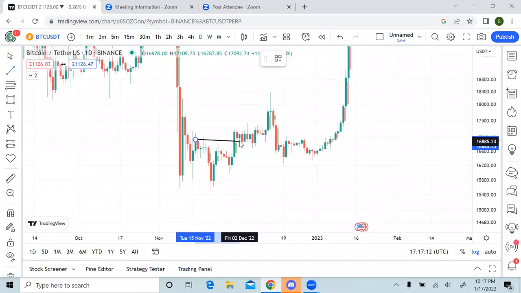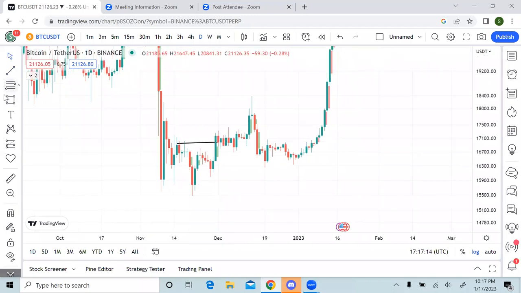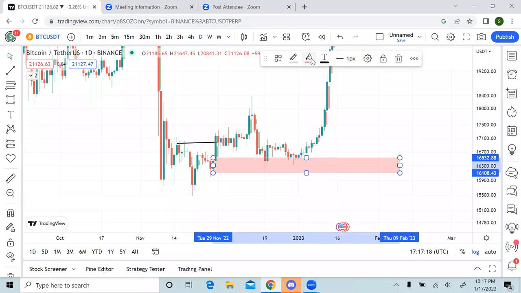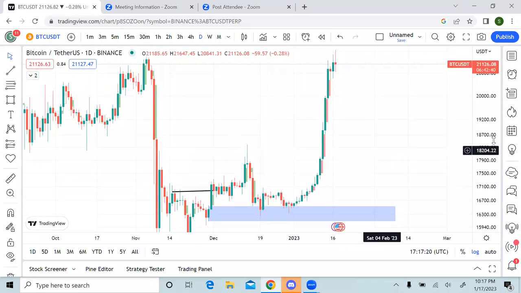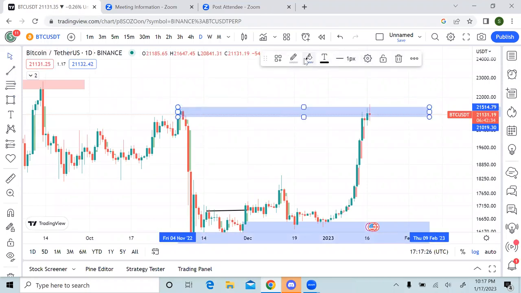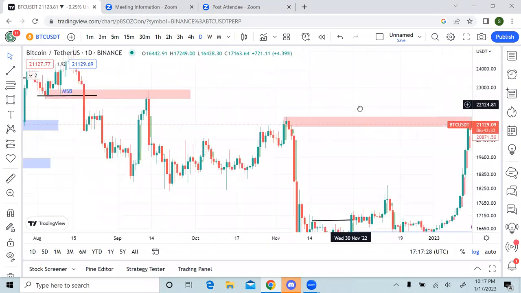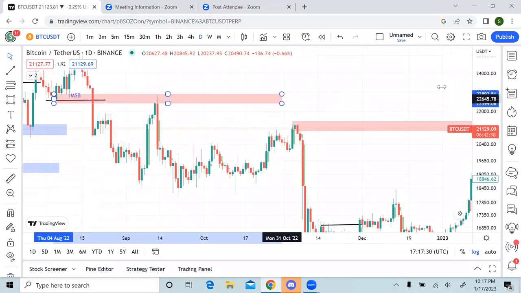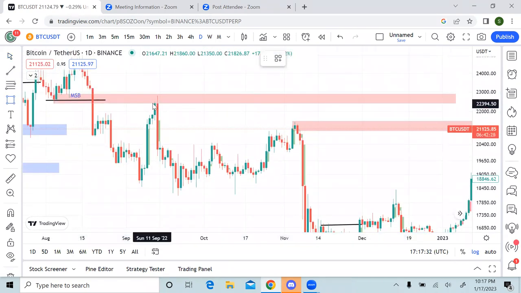MSB, again MSB here. MSB, bullish order block. Blue one and rally. This is our lower high. Now it is in a bearish order block, lower high. This one is a breaker placed here, and this is also an untapped lower high.